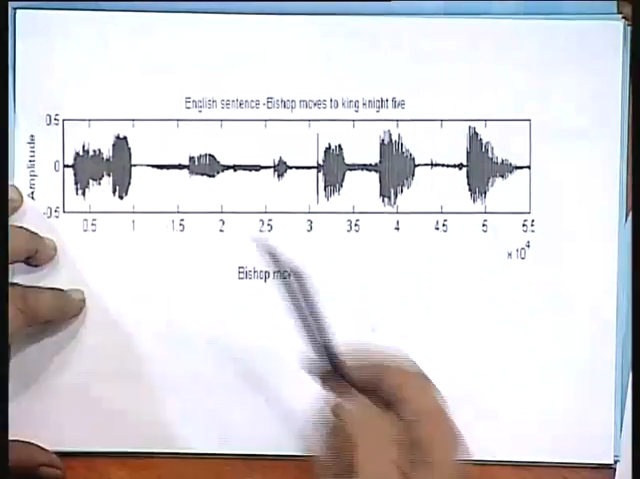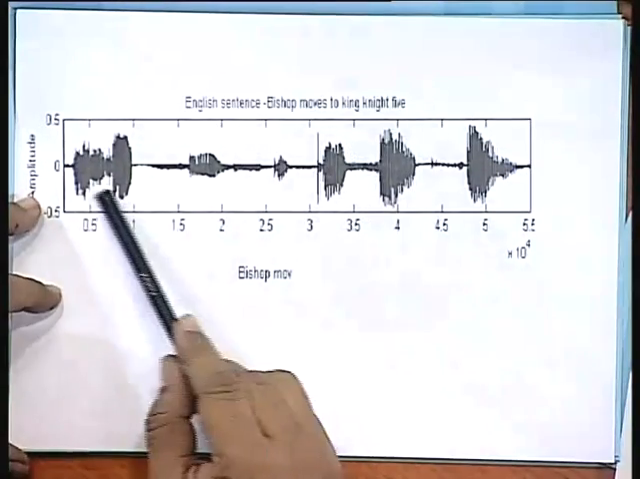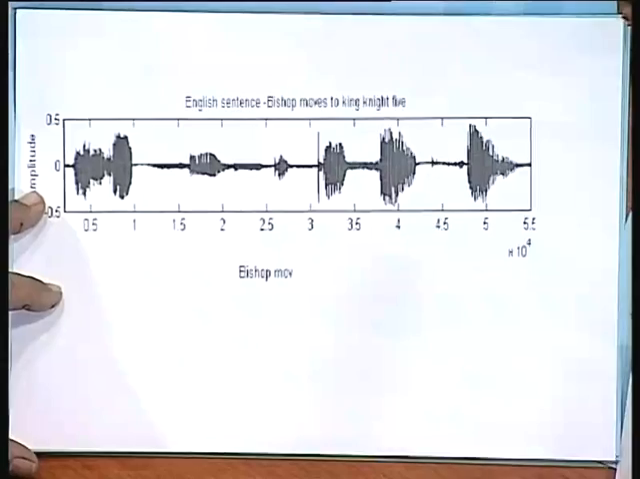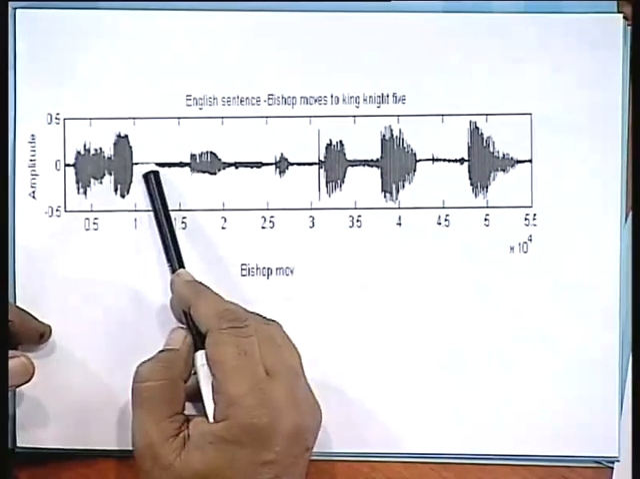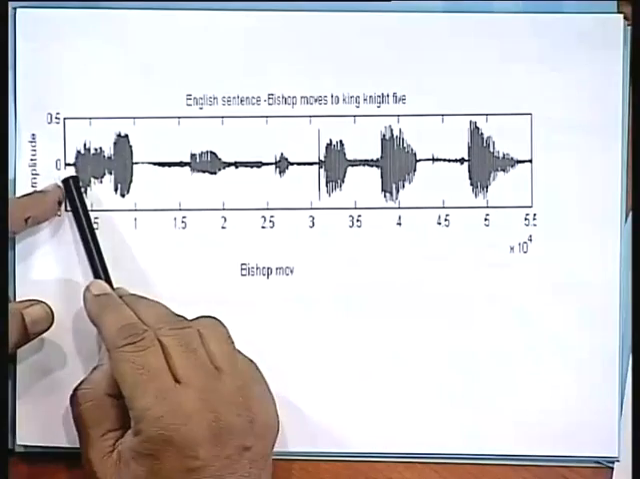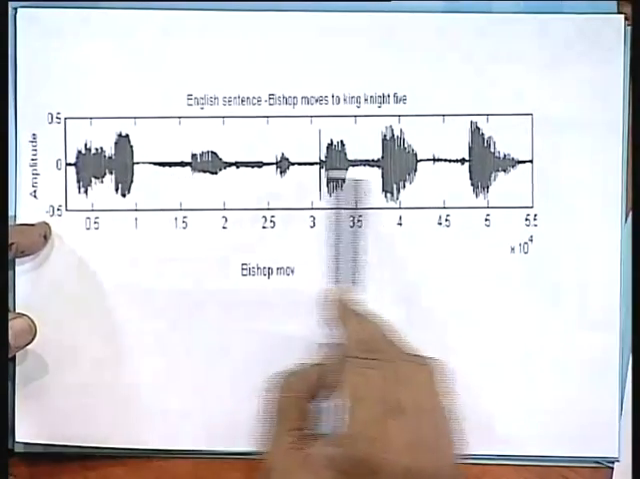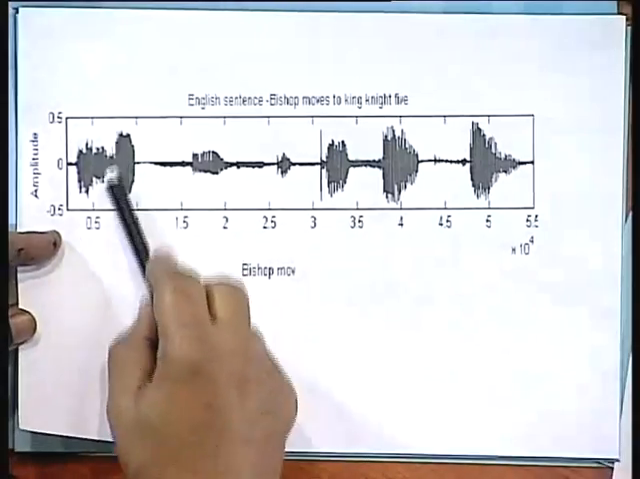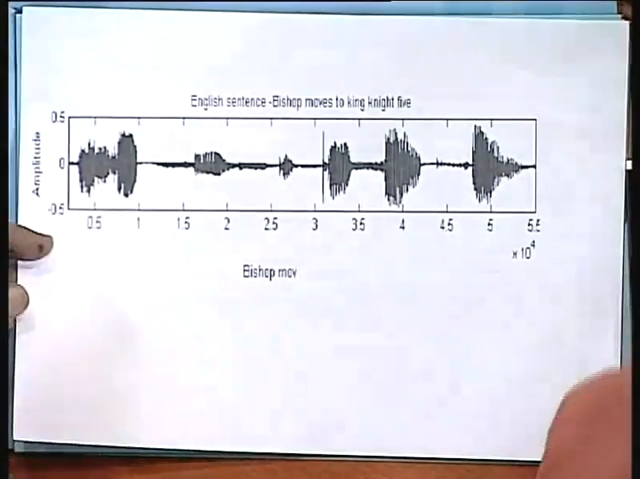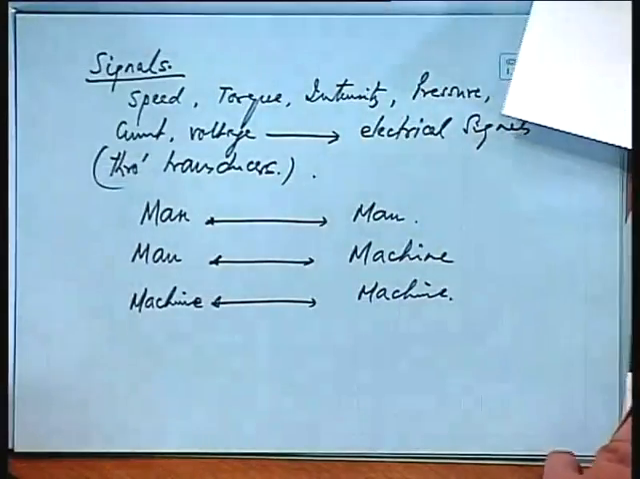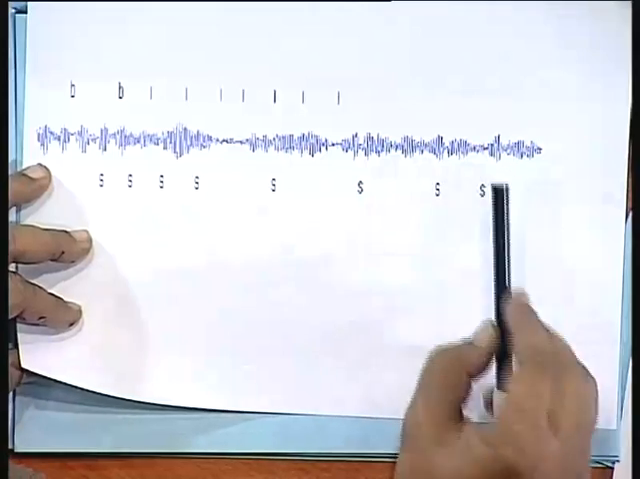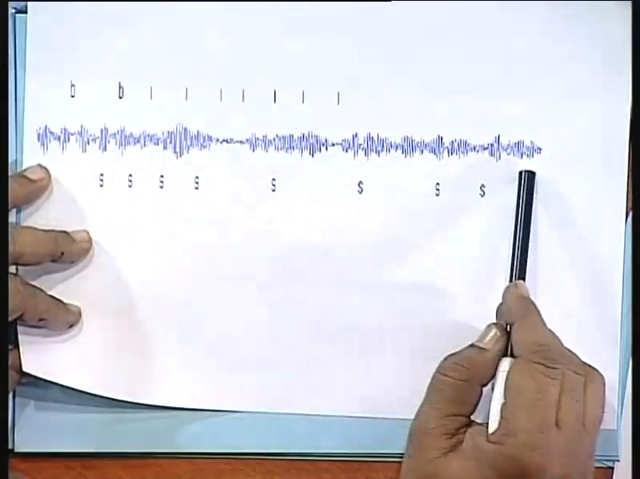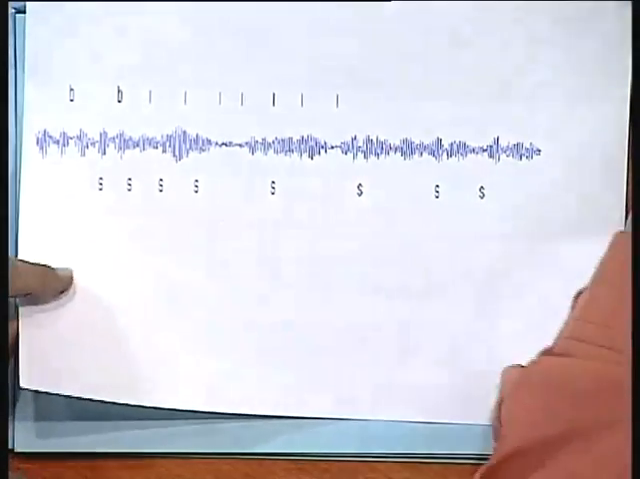Say this is an English sentence: Bishop moves to King Knight 5. This is the signal. Okay. Now, the signal is changing very fast with this period of time. So, unless you blow it up, unless you expand this, you won't be able to make out anything from the signal. Now, only some parts of this very signal we are showing here. For example, this is Bishop, that part. All right, this is the type of signal that you get.